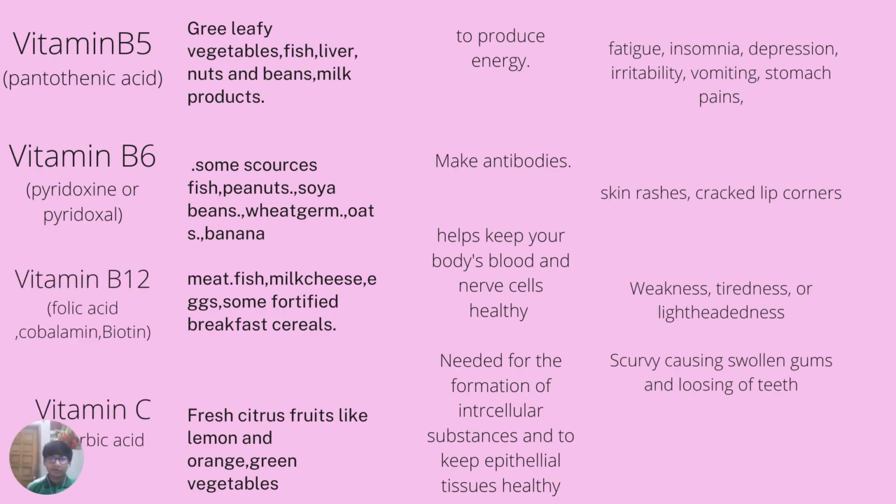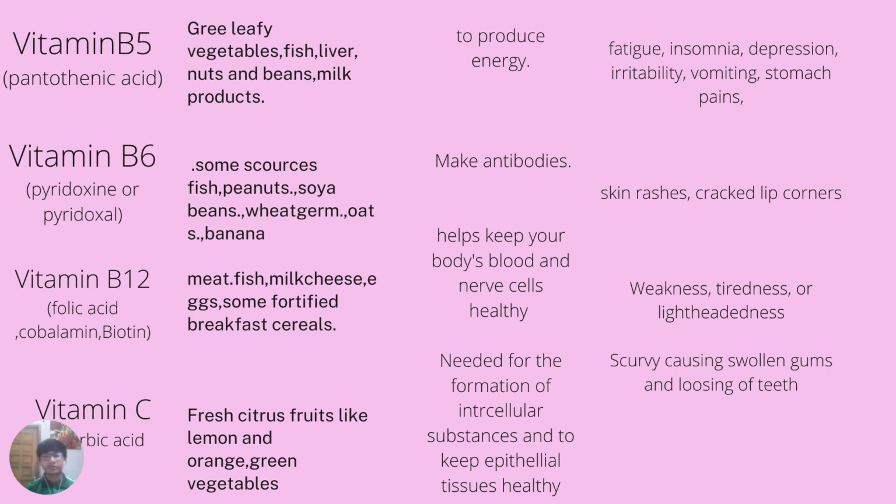Now, vitamin B5, also known as pantothenic acid: green leafy vegetables, fish, liver, nuts, beans, and milk products may help in gaining this vitamin. It's required to produce energy. It may lead to fatigue, insomnia, depression, vomiting, and stomach pains if we lack vitamin B5 in our body.